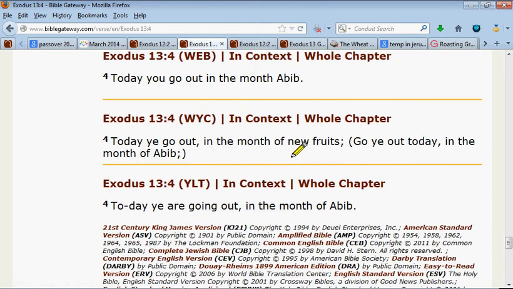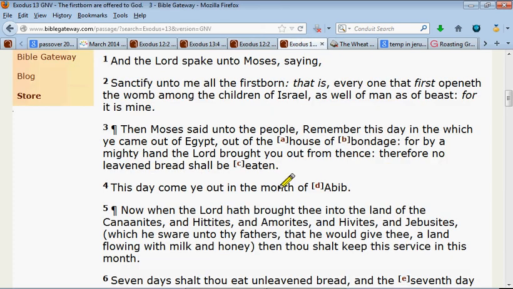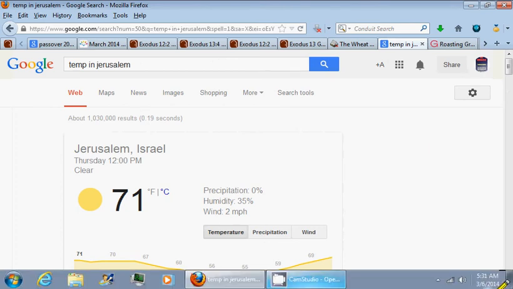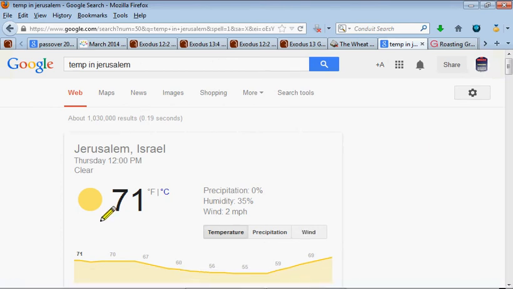In the month of new fruits. New fruits. Let's remember all that. So we've gone through all that, and we've checked that. Well, we're in March, right? And we're saying, oh no, it's not possible, because we're talking about the United States. No, we're talking about Israel. Well, here in Jerusalem, here's today, and it's March 6th, and it's 71 degrees in Israel.